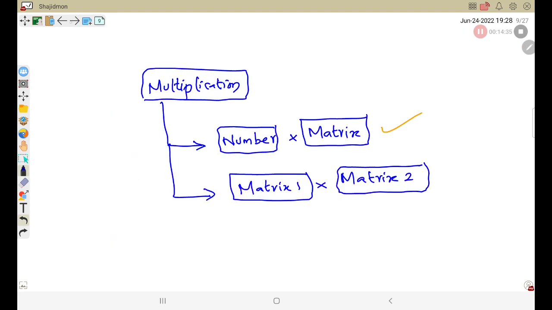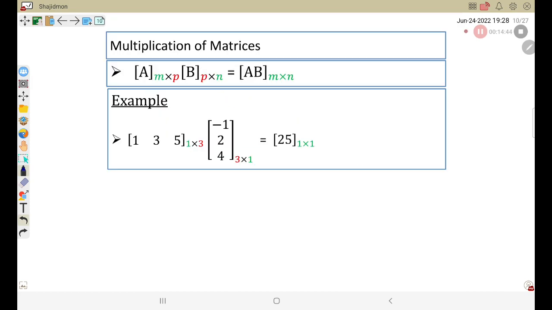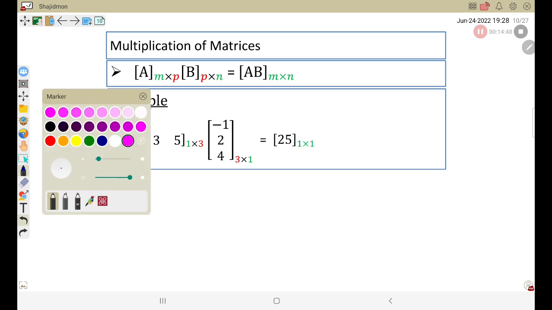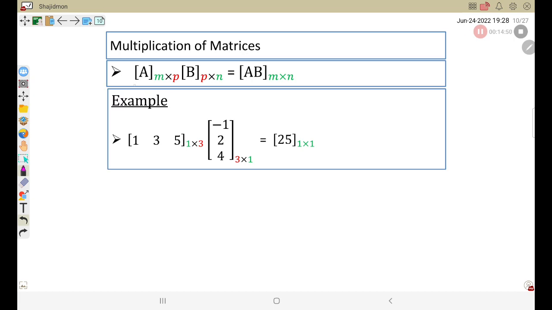Now I am coming to the main operation. We studied how to multiply a number with a matrix. Now, how to multiply a matrix with another matrix? This is the main operation here: multiplication of matrices. For example, we have a matrix A.